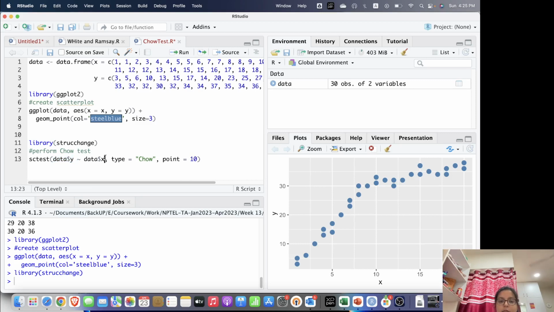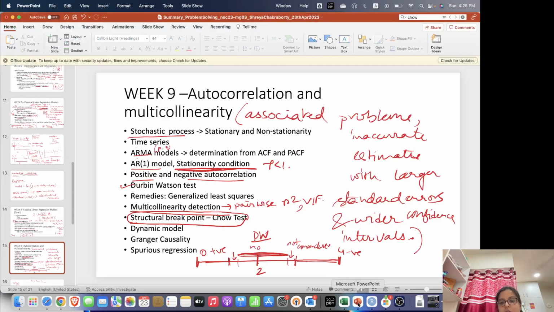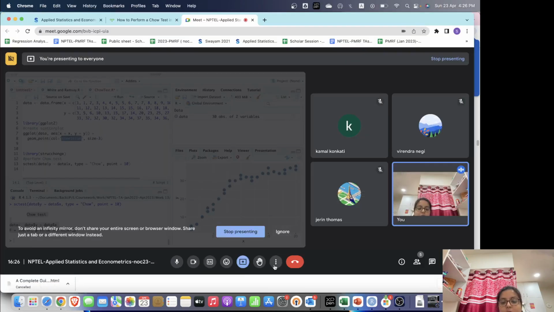So I'll see what is the value. See, the Chow test F value is highly significant because the p value is very, very low. So the null hypothesis was, so if I can close this screen one second, I'll move back to the PPT now.